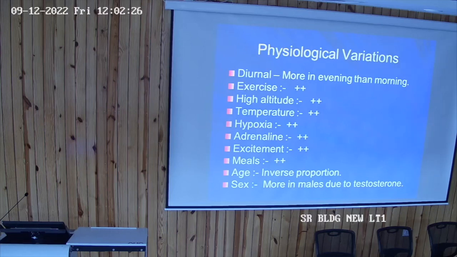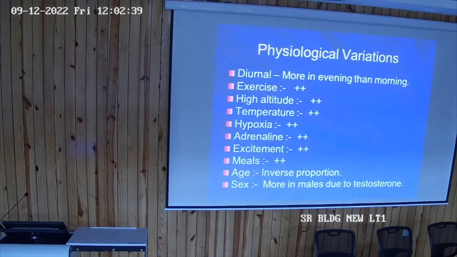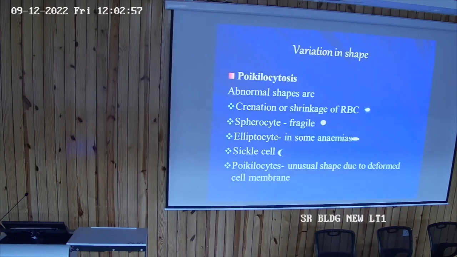Temperature, hypoxia is a pathological condition, not a physiological one, though at times it may appear physiological. Then hypoxia, adrenaline excitement, meals, age, and gender. These are the conditions in which the variation in RBC count is seen.